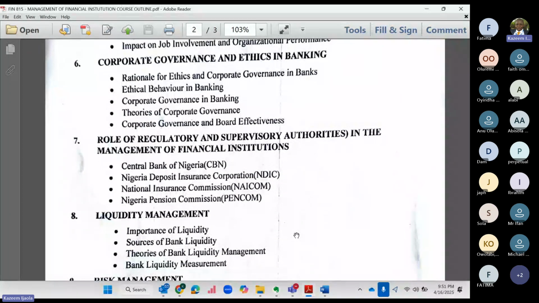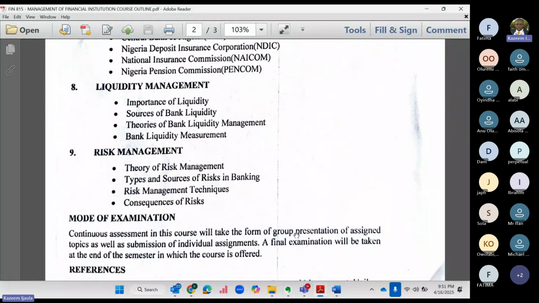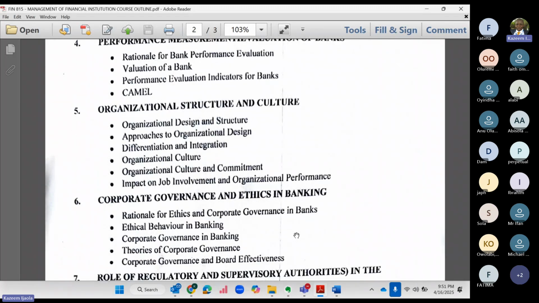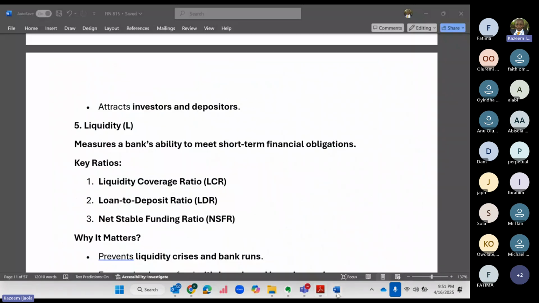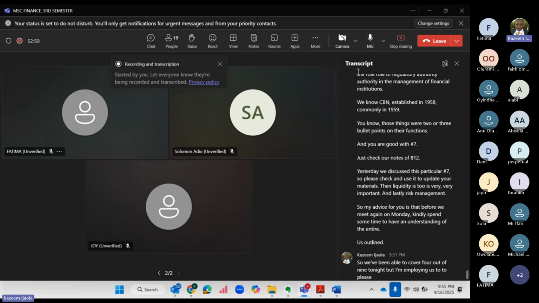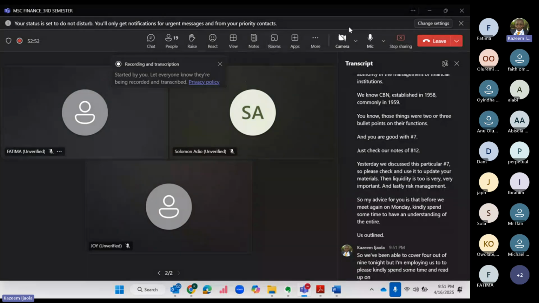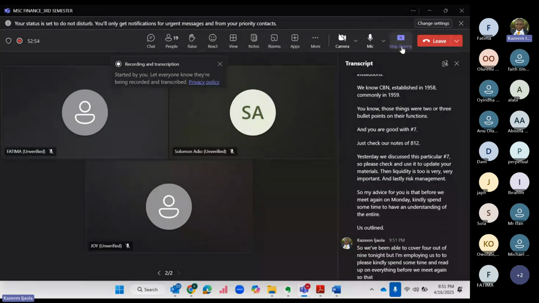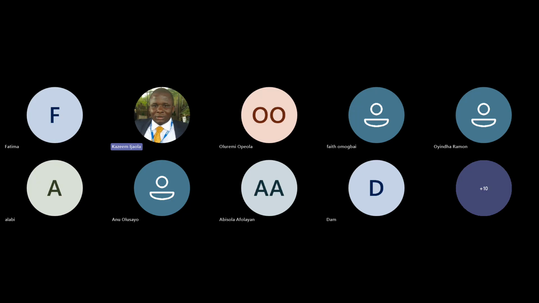Then liquidity too is very, very important. And lastly, risk management. So my advice for you is that before we meet again on Monday, kindly spend some time to have an understanding of the entire course outline. We've been able to cover 4 out of 9 tonight, but I'm imploring us to please spend some time and read up on everything before we meet again, so that when we meet again, it will be much, much more straightforward for you guys.